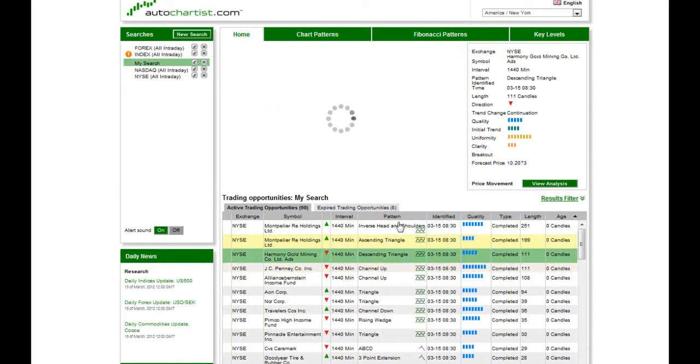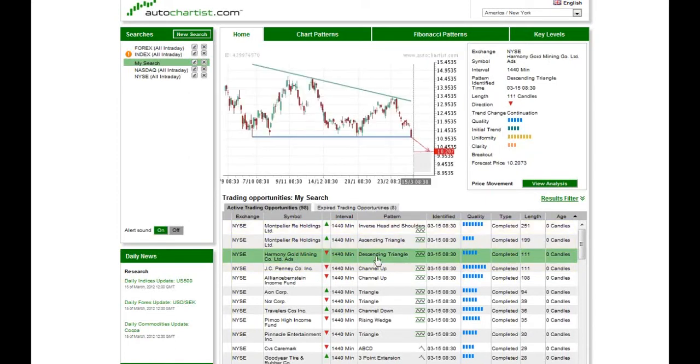Okay, let's look at another opportunity here, which is Harmony Gold Mining. Again, these are daily candles, right? And it's a descending triangle, which means it's a strong support level, and the red arrow means that the support level has been breached, and Autochartist believes that the next target level for Harmony Gold is the $10.20 mark.